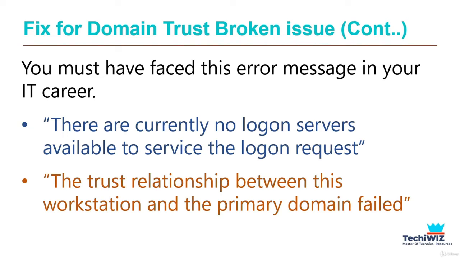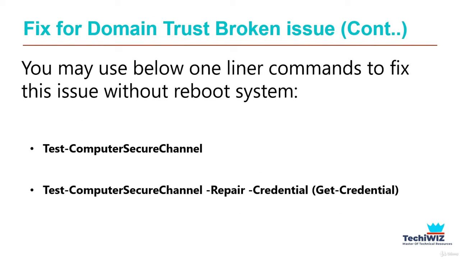So I'm going to show you a simple one-liner command which you can run in PowerShell. This is a command you can use which can fix the trust relationship without rebooting the system. The first command we need to run is Test-ComputerSecureChannel, to check its status. The second command checks and also repairs it with the domain credentials. So let's check on the client system.